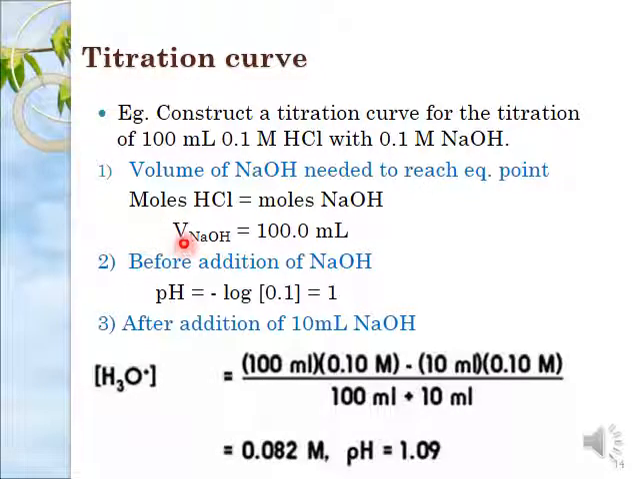Now first of all, the first step that you need to do is calculate the volume of the titrant needed to reach the equivalence point, which is M1V1 equals M2V2. So when you use M1V1 equals M2V2, you know you would need 100 ml of the titrant also. Same concentration, so of course you would need 100 ml of titrant here. Now the second step is calculating the pH before the titration begins. Before titration begins, in the Erlenmeyer flask there would only be your sample present, the 100 ml of 0.1 molar hydrochloric acid.